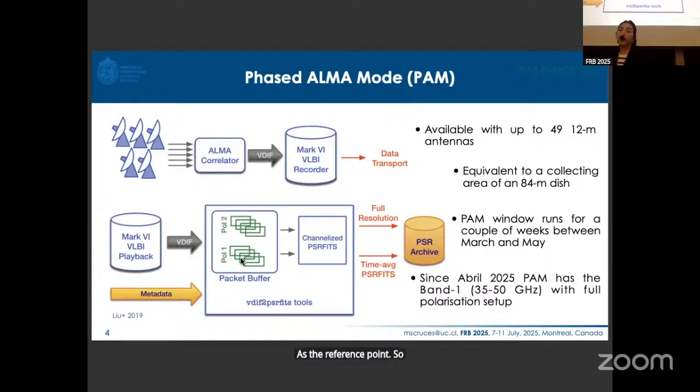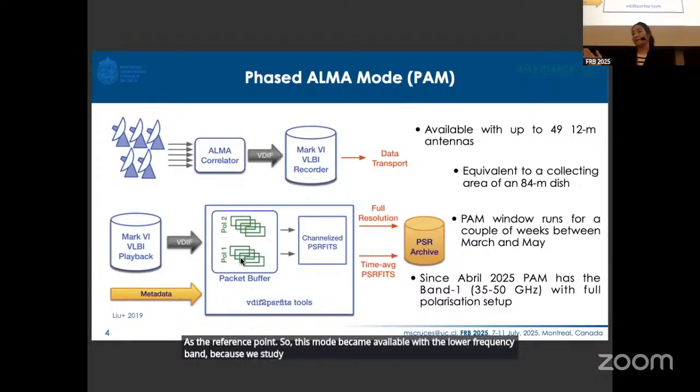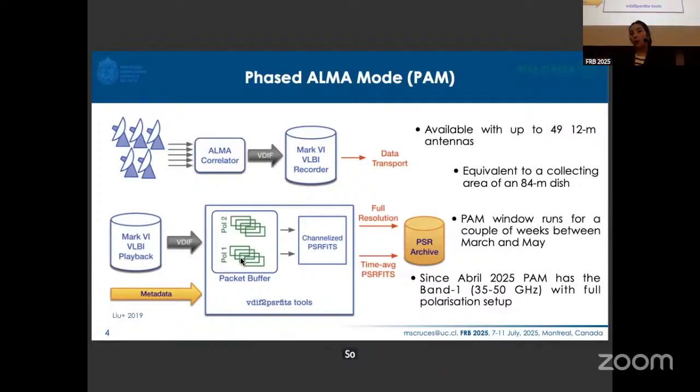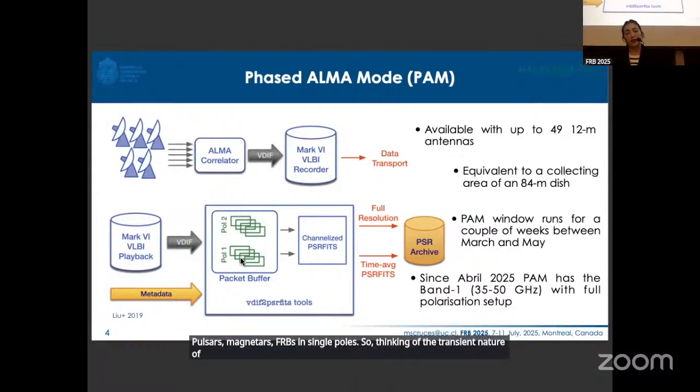So this mode became available with the lower frequency band because we study pulsars. We know there is a spectral index. So the higher we go in frequency, the less likely it is that we will detect these sources. So this year, band 1 receiver became available, so between 30 to 50 gigahertz band. And then we put a proposal and we wondered, can we use this to detect pulsars, magnetars, FRBs in single pulse? So thinking of the transient nature of this, not in the integrated pulse domain.